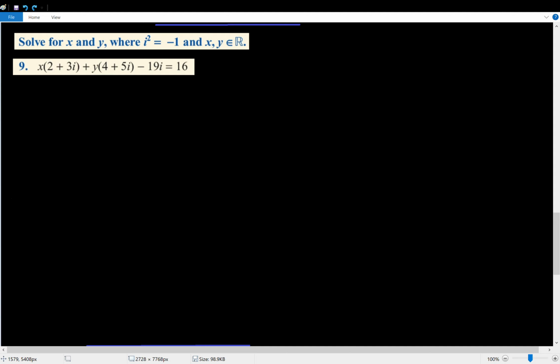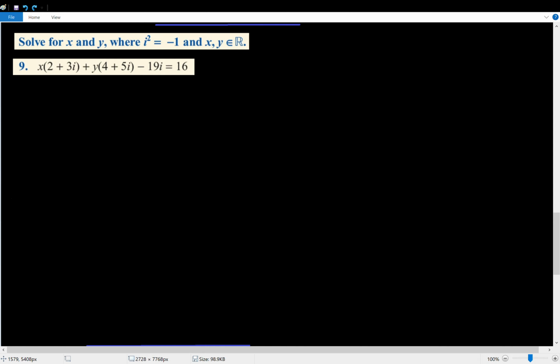This is question 9 from exercise 1.7 in New Concise Project Maths 3B. We have to solve for x and y where i squared is equal to minus 1 and x and y are elements of R. So what we have is x times (2 plus 3i) plus y times (4 plus 5i) minus 19i is equal to 16.